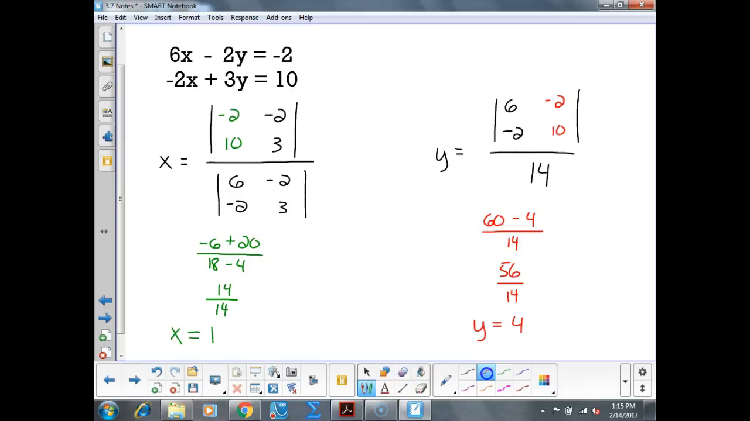Okay. 6 times 1 is 6. 2 times 4 is 8. 6 minus 8 is -2. It checks out in the first one. -2 times 1 is -2. 3 times 4 is 12. -2 plus 12 is 10. Checks out in the second one. So my answer here is 1, 4.